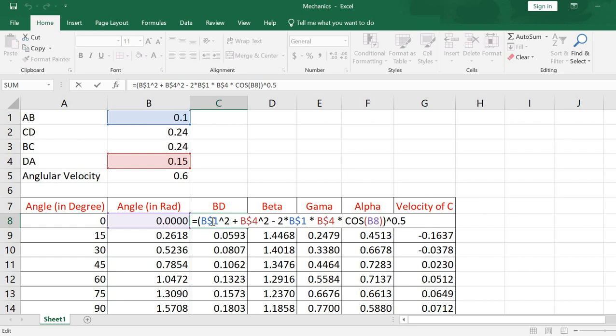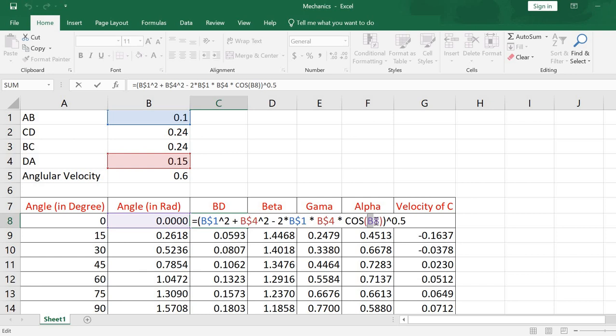But here I have used some dollar signs because I'm going to drag this column towards the bottom. If I'm dragging that, the values of this AB would change if I don't use the dollar sign. If I drag downwards, it would change. As I have already mentioned, the values of AB and DA should be fixed. That's why I have used the dollar sign over here. When I'm using these AB and DA values, I'm using the dollar sign in front of each row number.